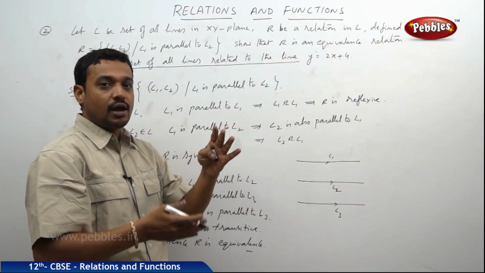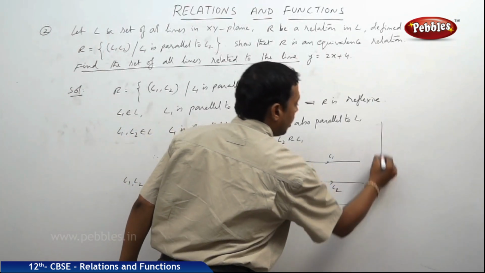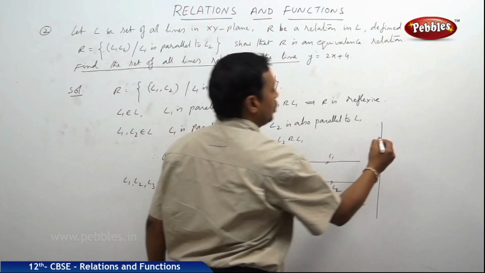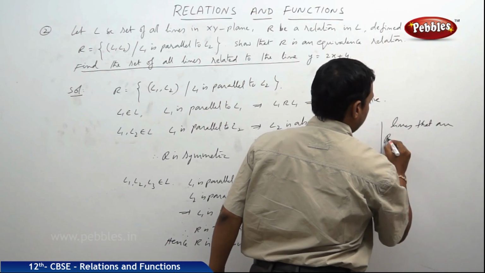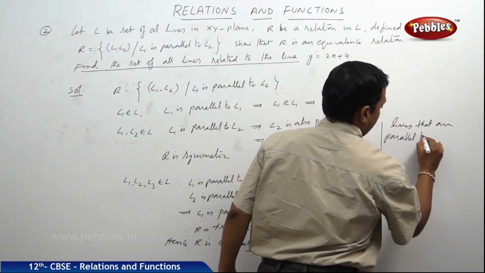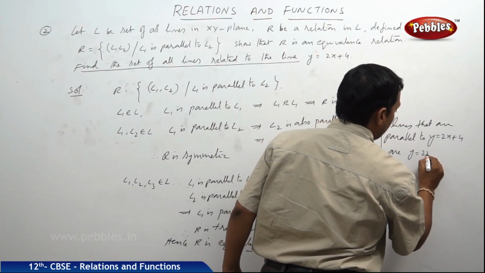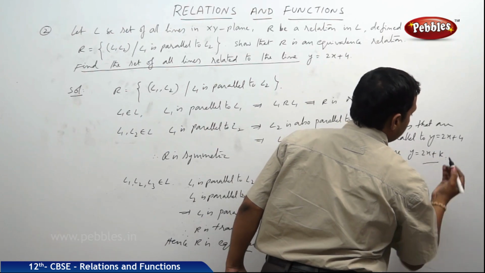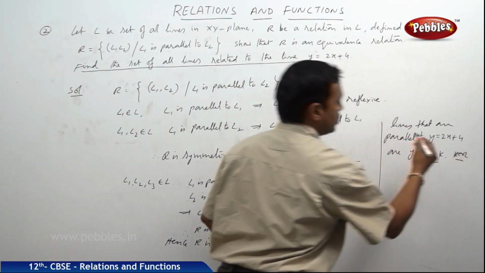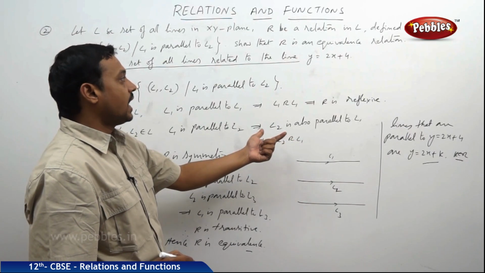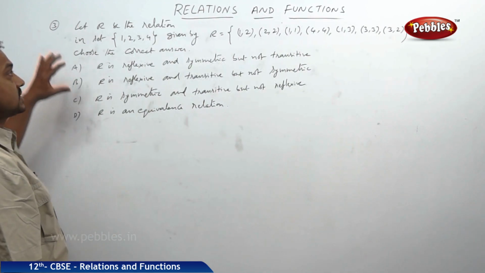So, you already know that when two lines are parallel, their slopes are equal. Therefore, the general form of the lines that are parallel to y is equal to 2x plus 4 is y is equal to 2x plus k, where k is any real number. Now, these are the set of all lines related to y is equal to 2x plus 4. Yes. Now, let us take one more problem.